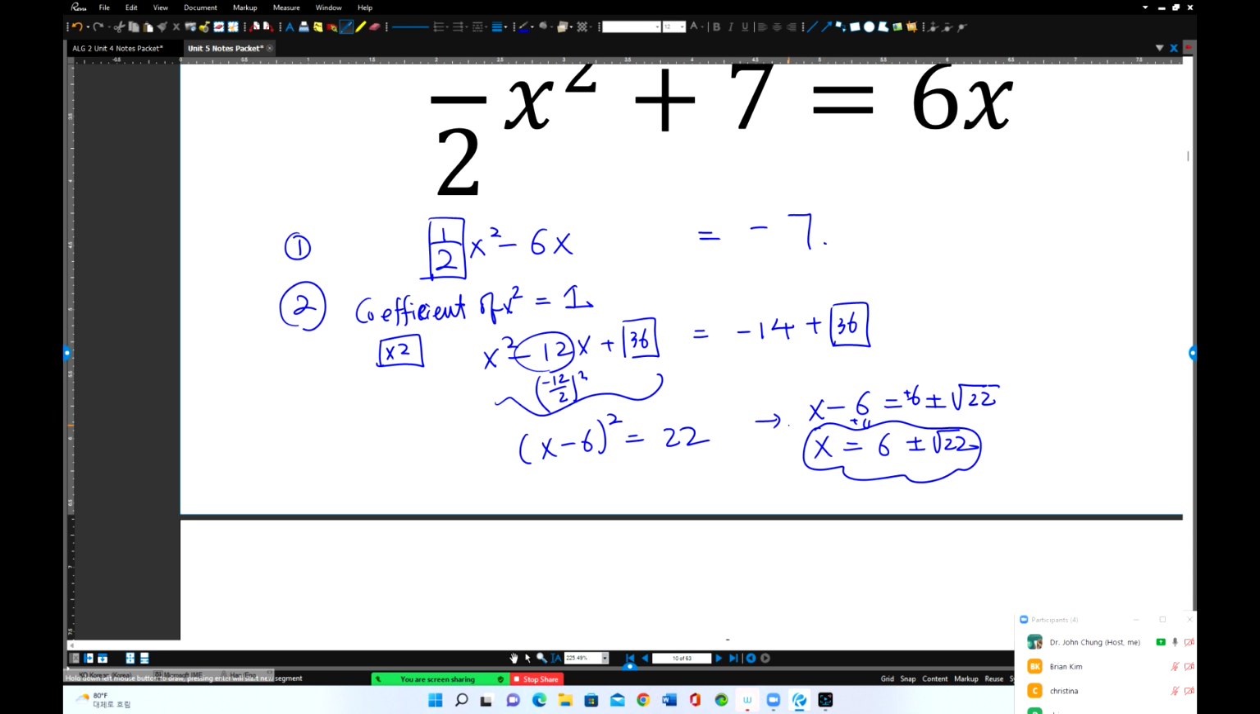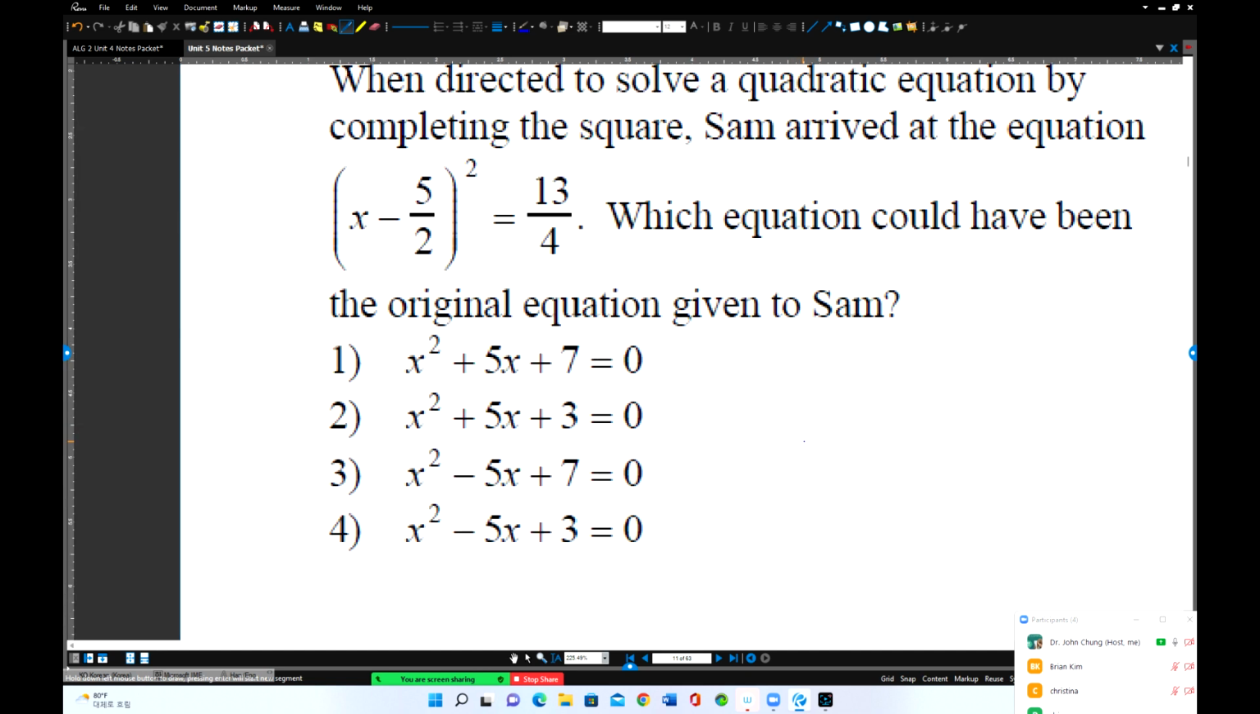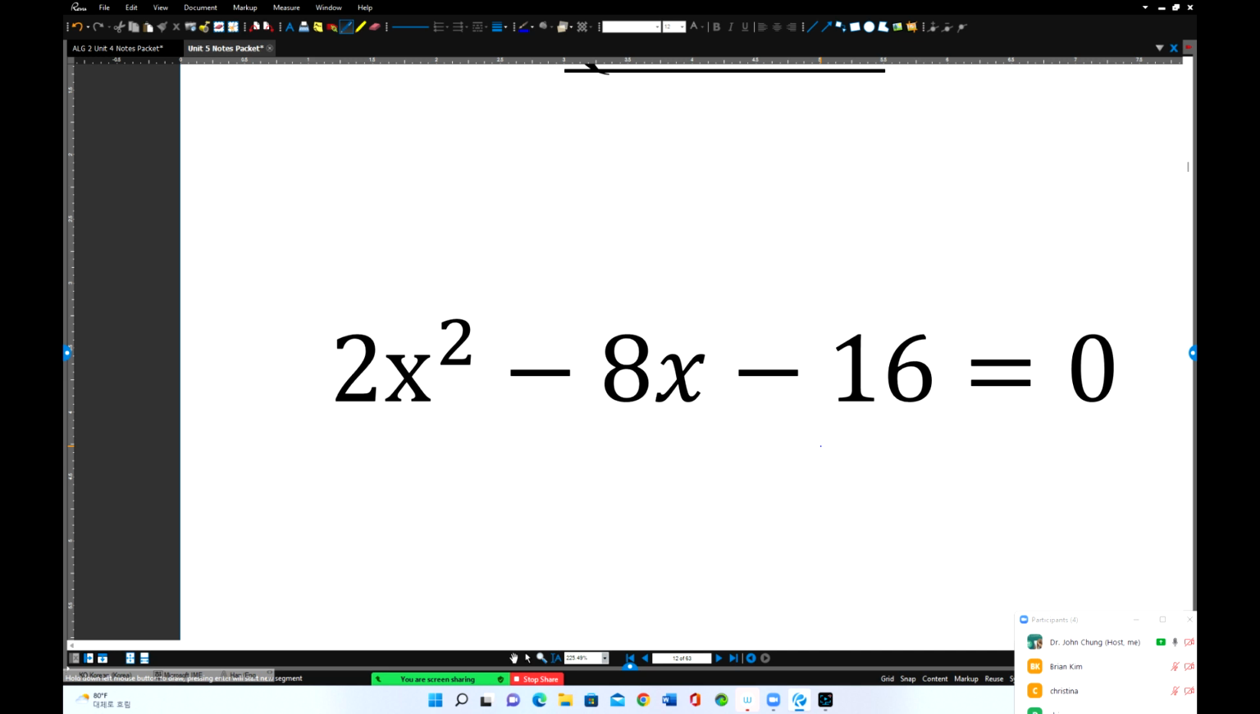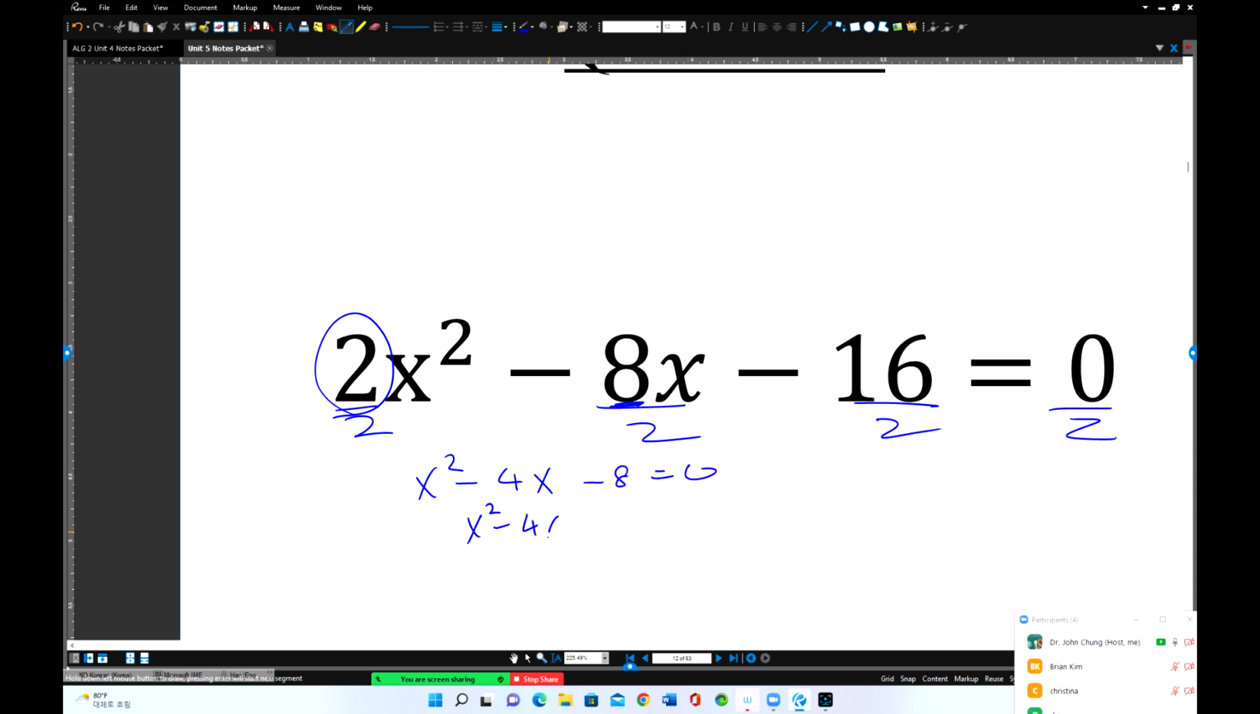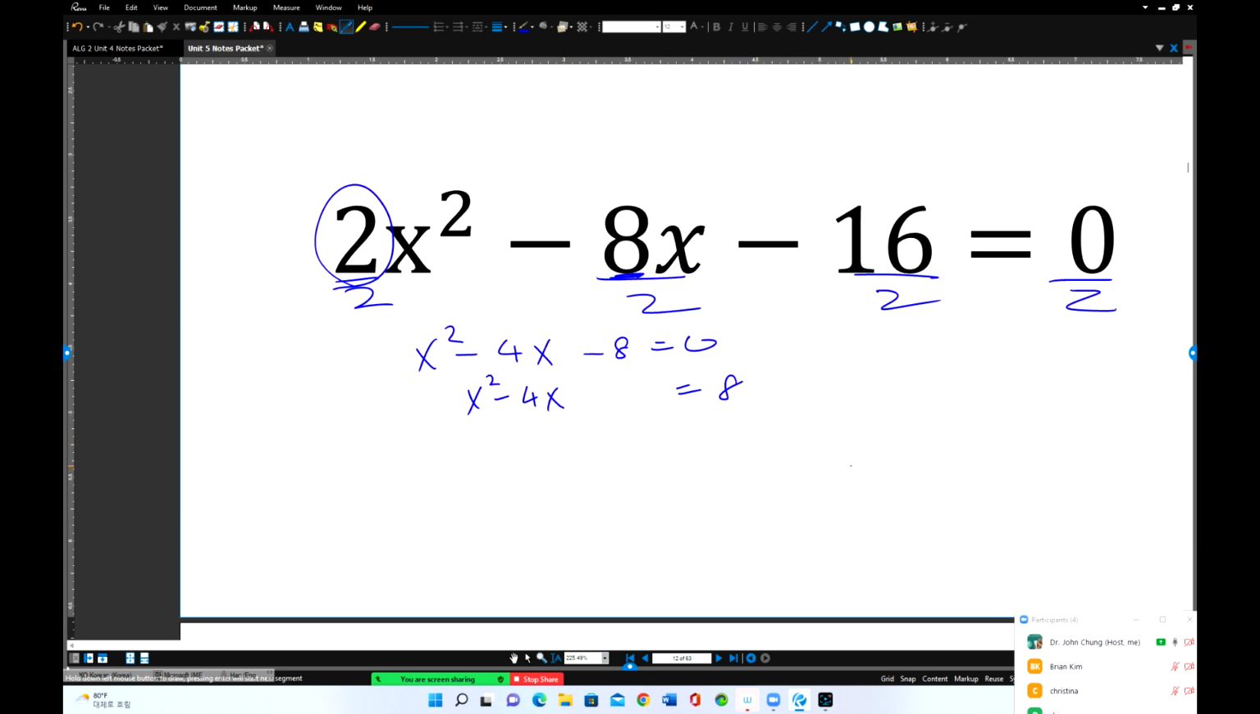Don't forget, when you use complete the square, the coefficient of x squared should be equal to 1, okay? This one is not equal to 1, and all the terms are multiples of 2. Anyway, you need to divide by 2 to make it 1, okay? So this is x squared minus 4x minus 8 equals 0. You start from here, okay? So x squared minus 4x equals 8. Okay, isolate. Variable terms and constant term are isolated.